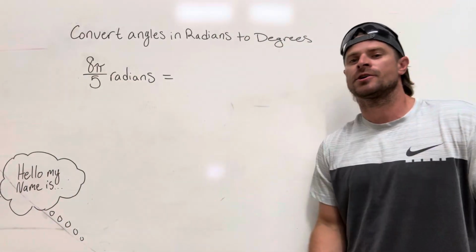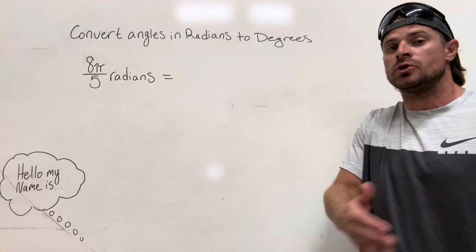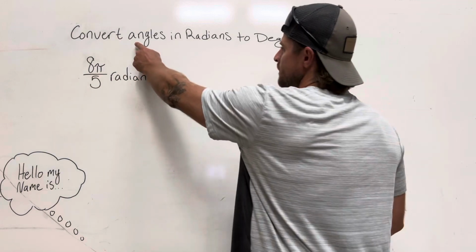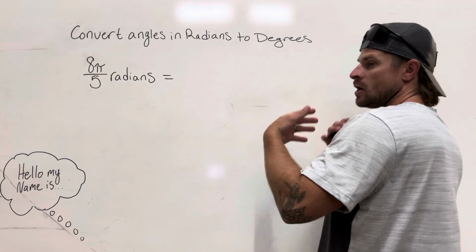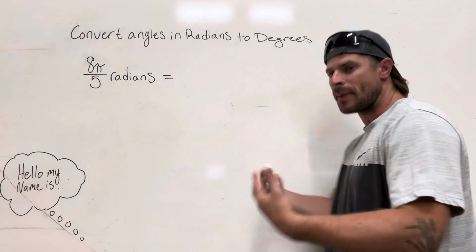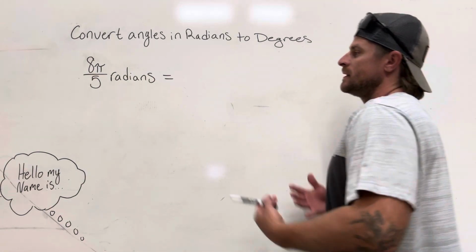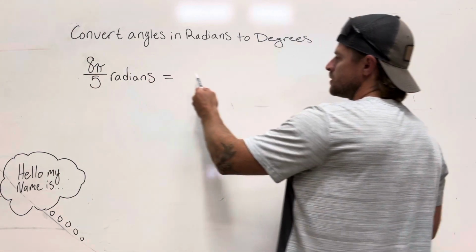All right, so now you're converting radians to degrees, okay? We have these angles, sometimes they're given to us in radians, sometimes given to us in degrees, and we have to be able to convert back and forth between both of them. In this video, I'm gonna teach you how to go from radians to degrees.